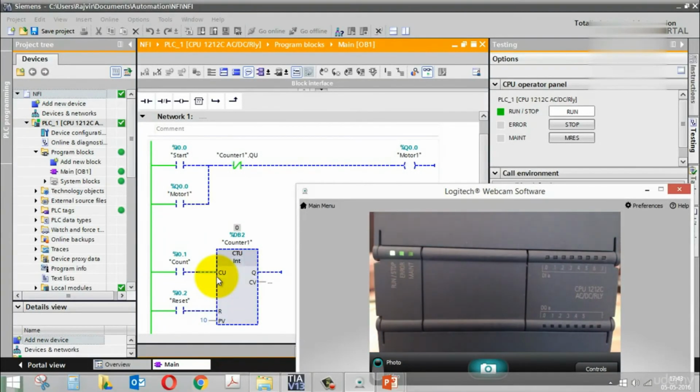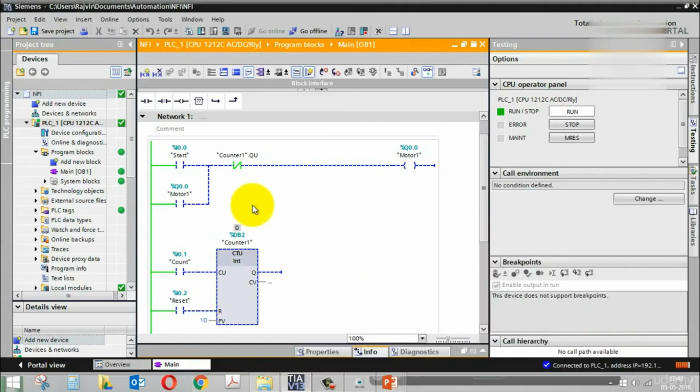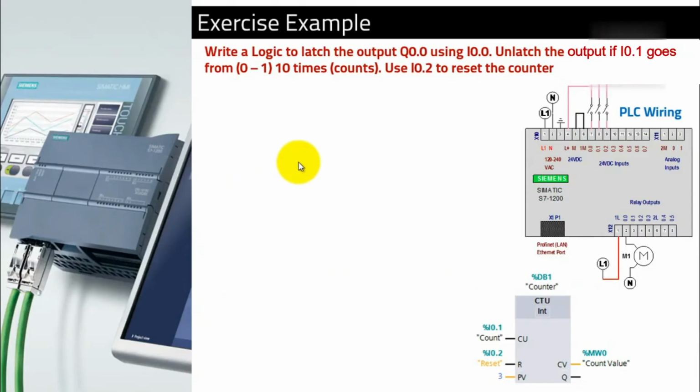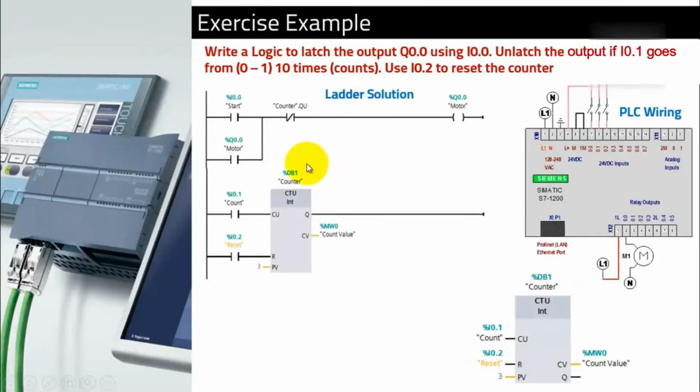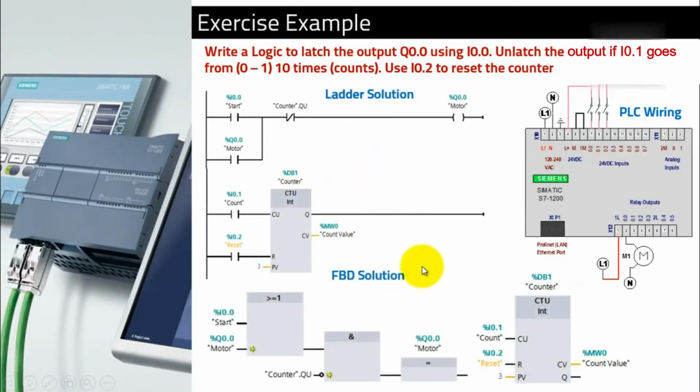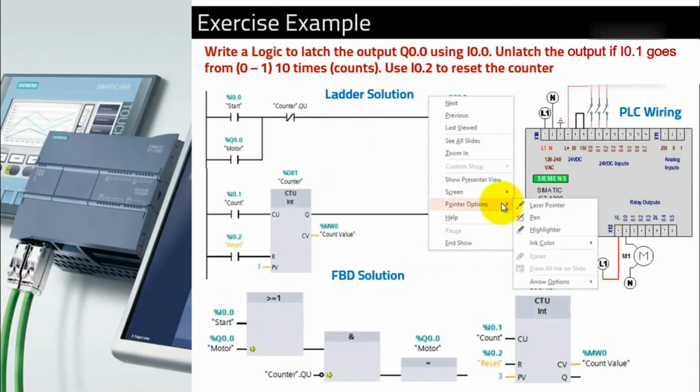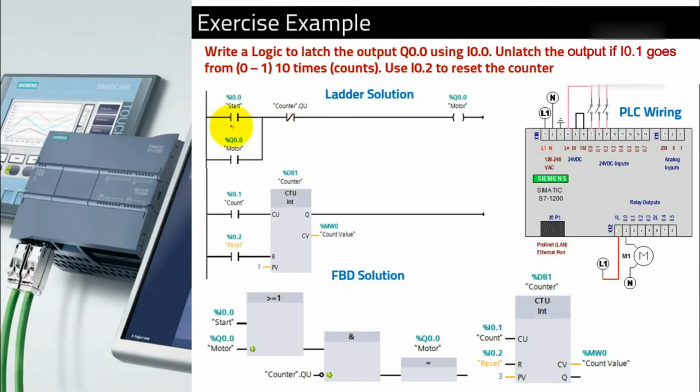So this was about the count up counter. We also have the count down counter, which we will see later in the videos. So this is the same ladder logic. I have it here, and the corresponding FBD solution is here. And if you see the relation, this is like our OR operation for motor and start. So this is the OR operation, and that's the start and the motor. That goes to an NC, this is ANDed with NC of counter.QU.